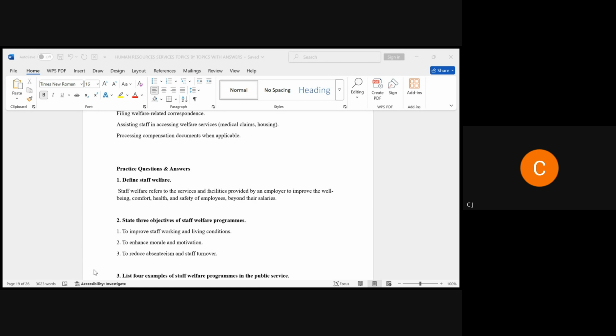Pension schemes, housing schemes, medical schemes. Another one, medical schemes, retirement schemes, mental health under medical, welfare association, sports and recreational activities, facilities.